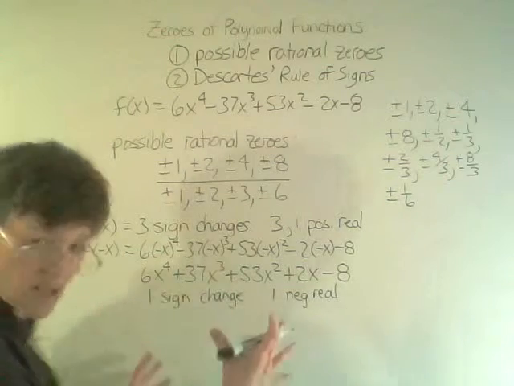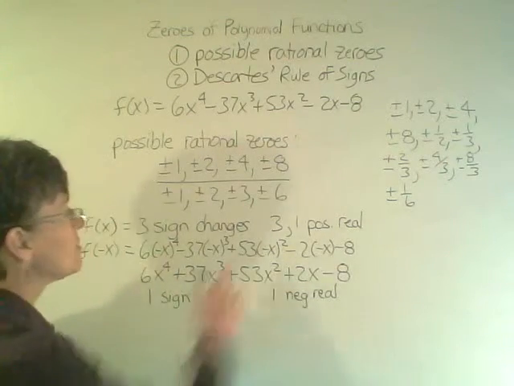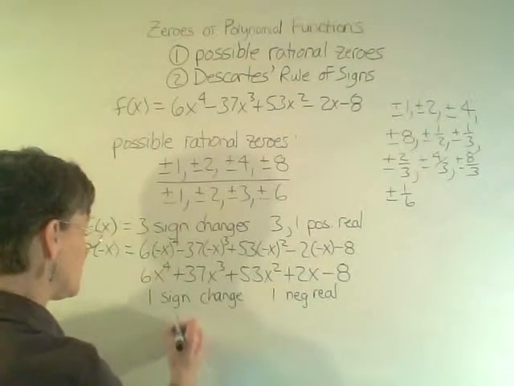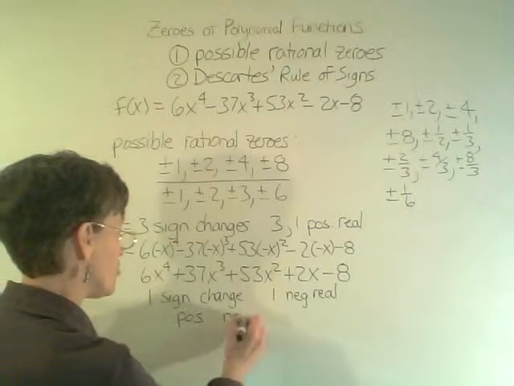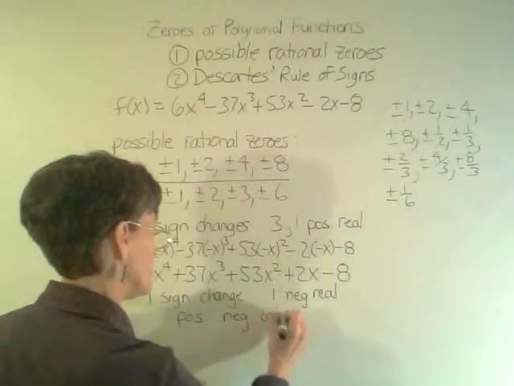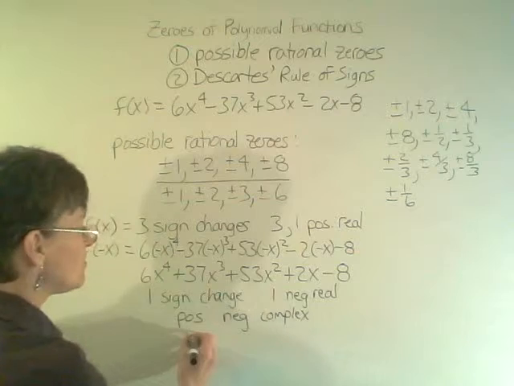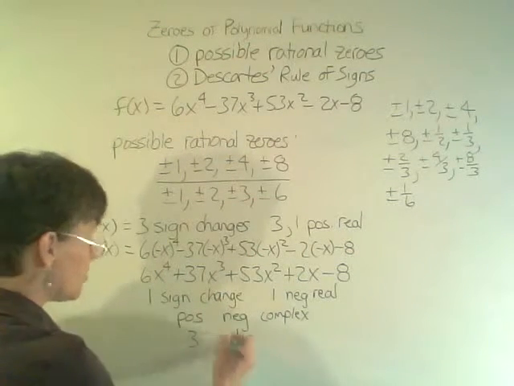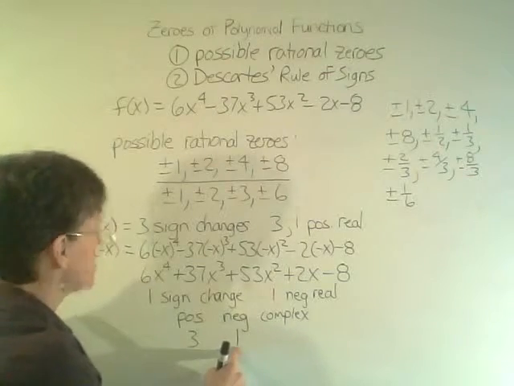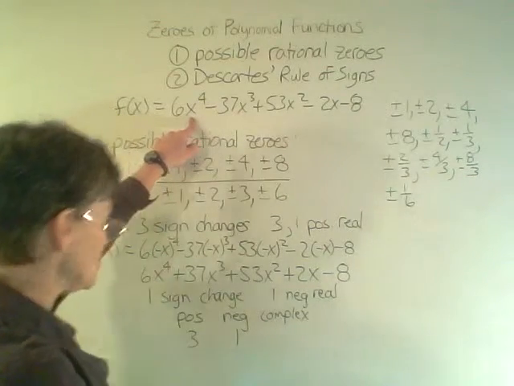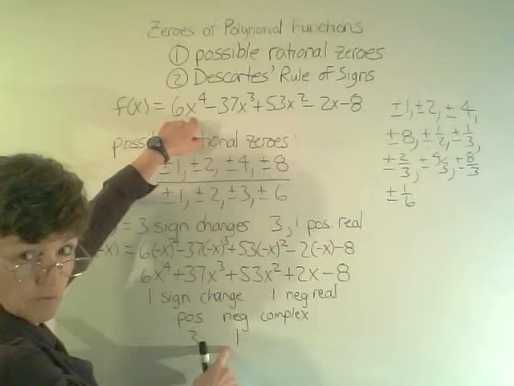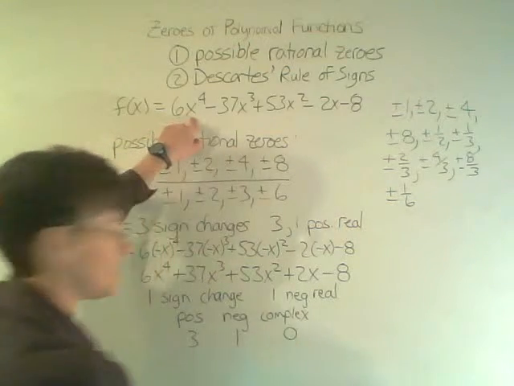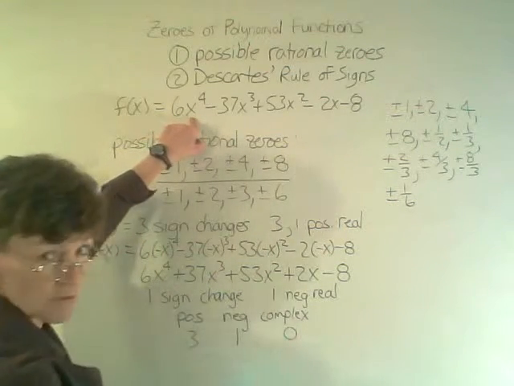So my possible zeros here, I'm going to make a little chart. I can have 3 positive zeros, and I will have 1 negative zero. It's a 4th degree polynomial, so if I have 3 positive ones and 1 negative one, then I don't have any complex ones, because that's 4 zeros altogether.